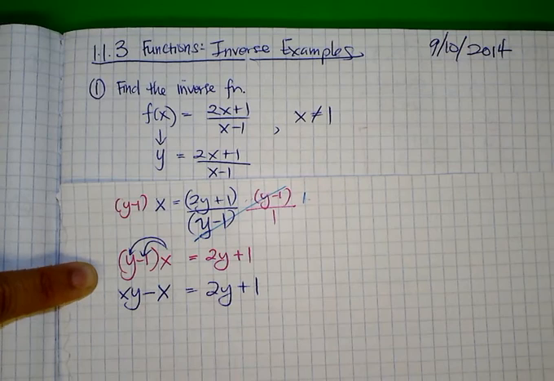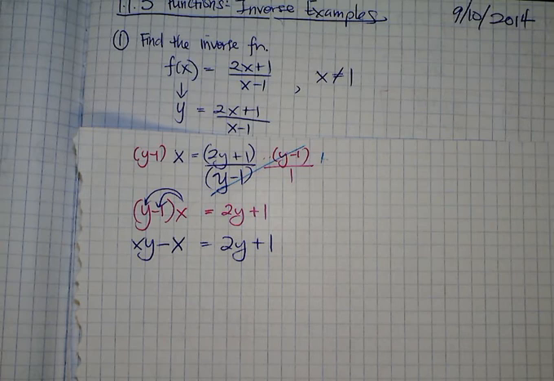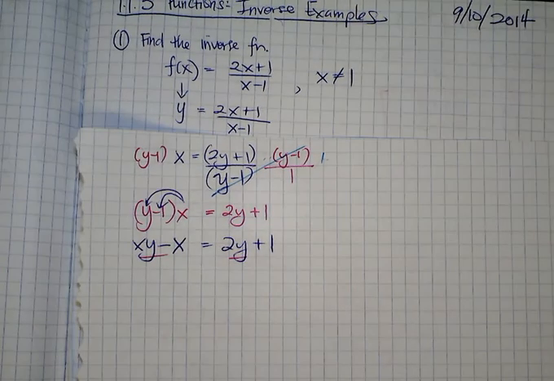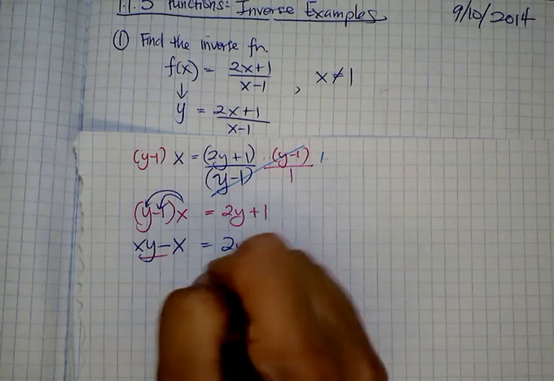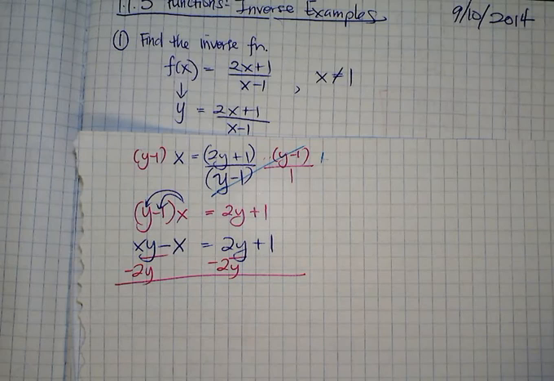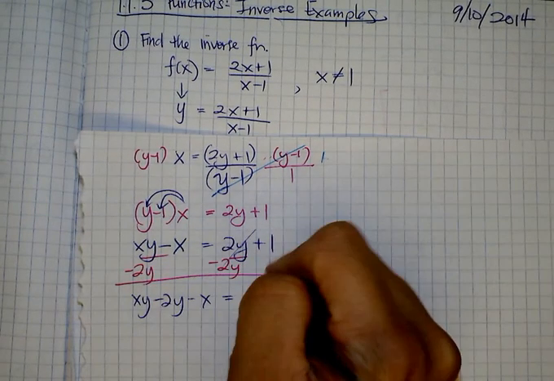Now what? Again, my goal is still the same, okay? Math teaches you so much about life. Keep your focus on the goal. Don't get distracted by other smaller and unimportant things. Our goal is to get y by itself. We have a y here and we have a y here. So let's move them all to one side. In fact, I'm just going to move this to the other side. So I'm going to subtract 2y on both sides. Okay? So I'm going to get xy minus 2y minus x equals, that's 0, 1.